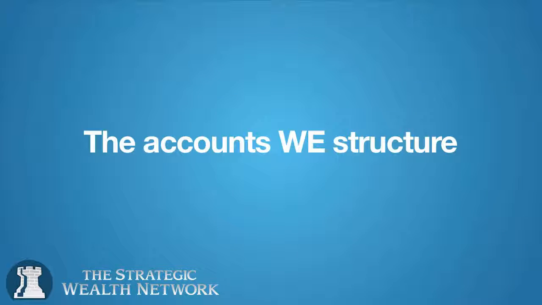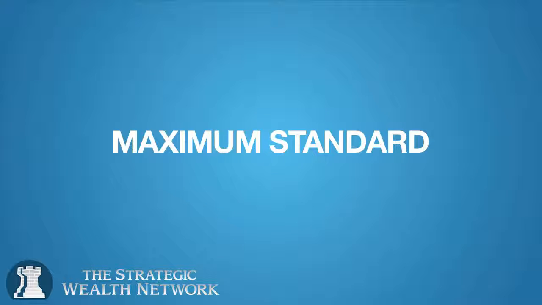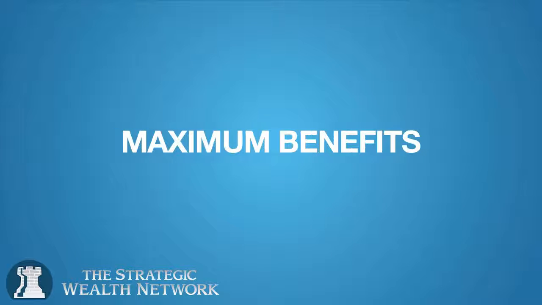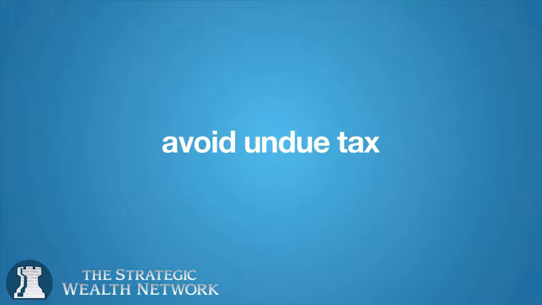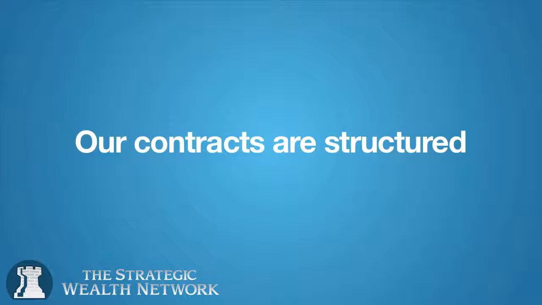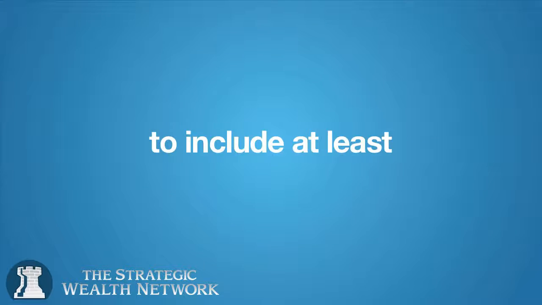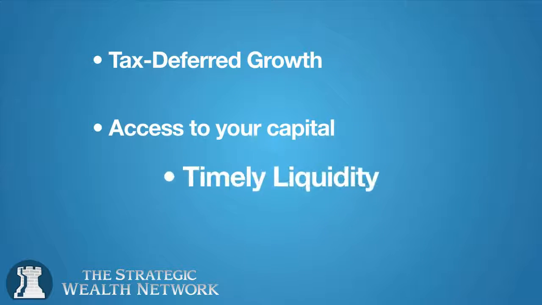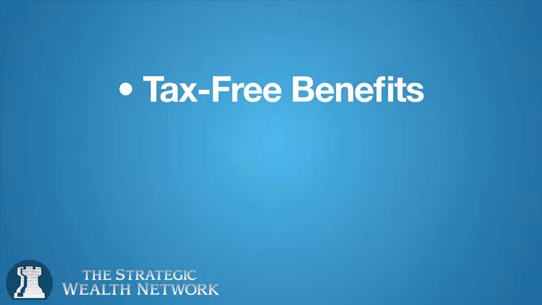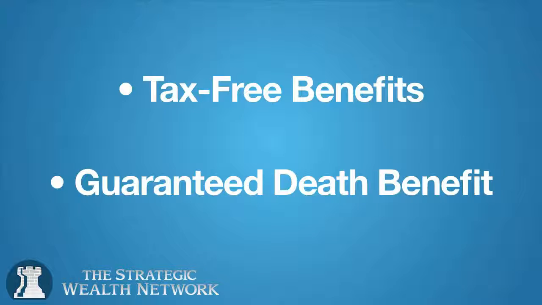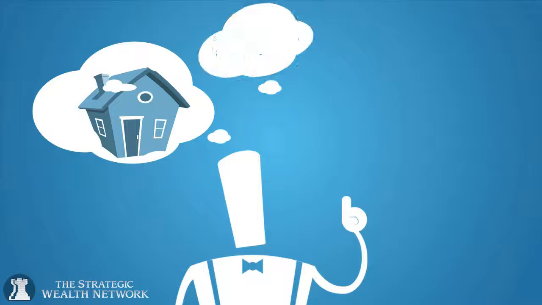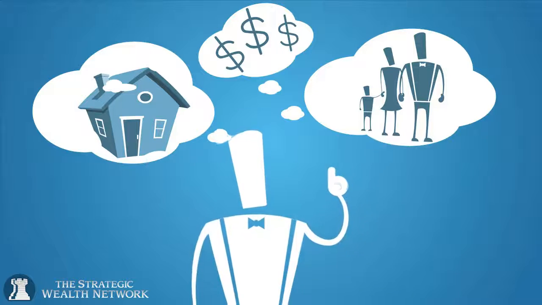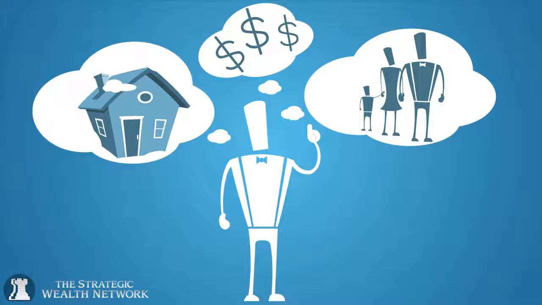This means that the accounts we structure are performing to a maximum standard that gives the contract owner maximum benefits while attempting to avoid undue tax. Our contracts are structured to include at least tax-deferred growth, access to your capital, and timely liquidity options, along with tax-free distributions during retirement plus guaranteed death benefit. Now that we understand what our expectations for each of your contracts should be, let's talk about contract design.